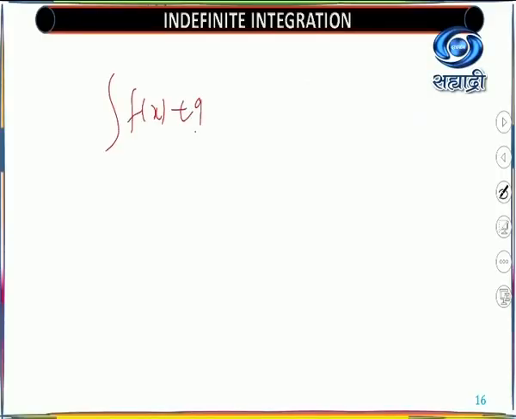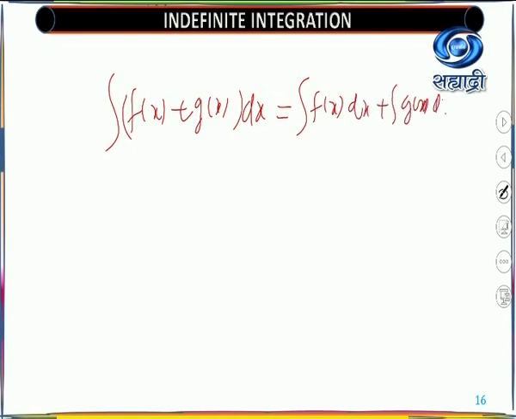Integration of f(x) plus g(x) dx, the dx is very important. You must write it as integration of f(x) dx plus integration of g(x) dx. That means the integral sign is distributive over addition. We also studied the negative sign, which means it is distributive over subtraction also.